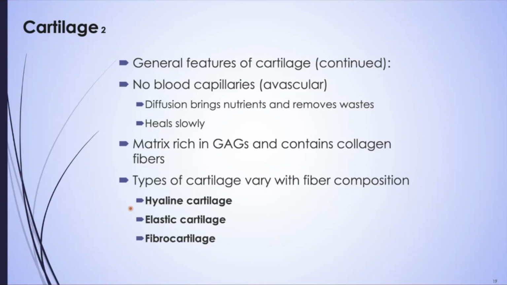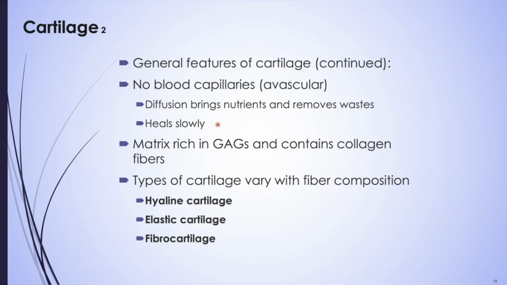Alrighty, general features are going to be that they don't have any blood capillaries. Avascular, we learned about avascular when we were talking about our epithelial cells, some of them. And diffusion is going to bring the nutrients in. They need to get nutrients. It's basically going to happen via diffusion, but capillaries themselves do not penetrate into the cartilage, which is why it heals so slow. Okay, takes a while, a lot longer.